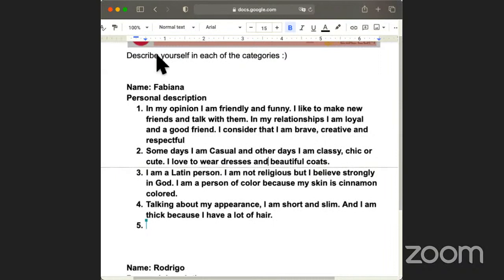One, in my opinion, I am friendly and funny. I like to make new friends and talk with them. In my relationships, I am loyal and a good friend. I consider that I am brave, creative, and respectful. Two, some days I am casual and other days I am classy, chic, or cute. I love to wear dresses and beautiful coats.